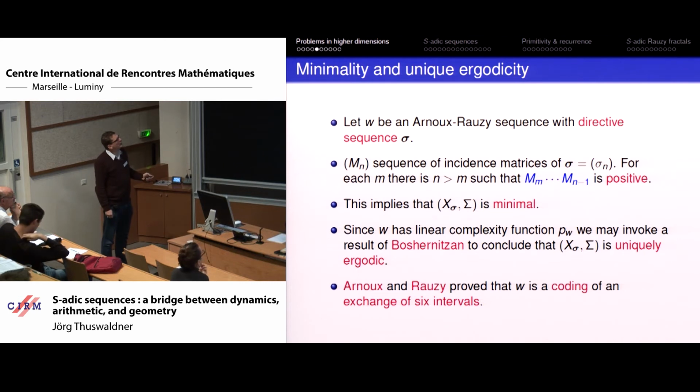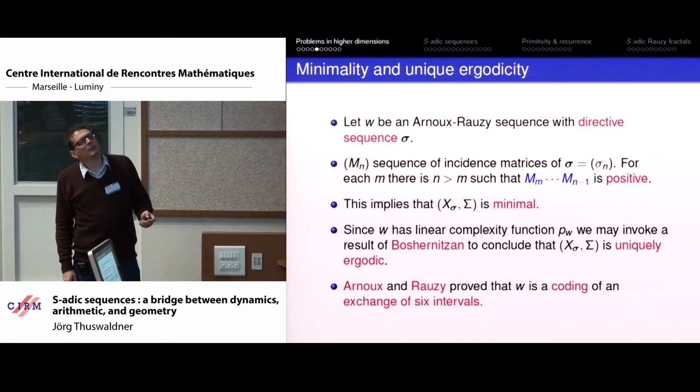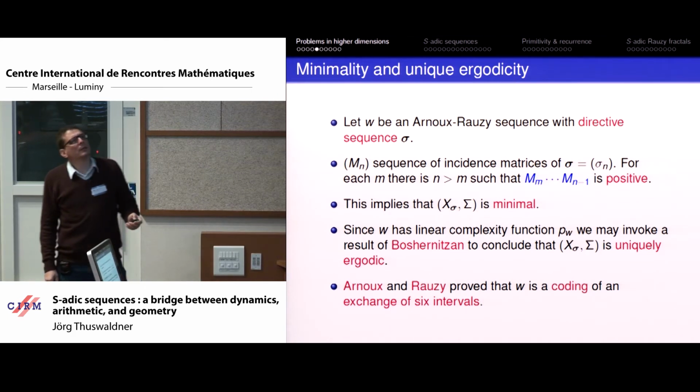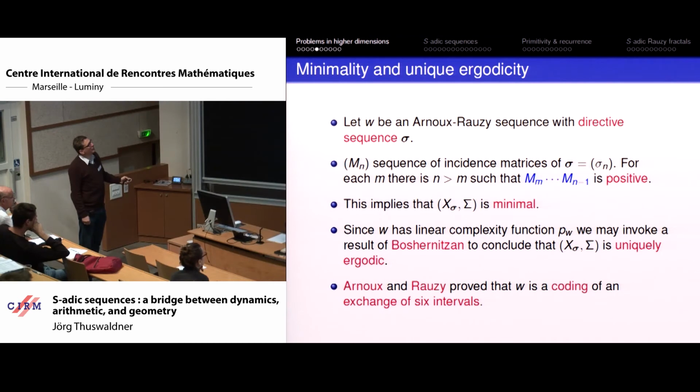Now, it turns out that, what did I do here? This is not totally true, what I wrote here. Wait. No, it's okay. So you look at the sequence of incidence matrices, of Abelianizations. This gives you a sequence of matrices. You have the sequence of substitutions, and you look at the incidence matrices. You get an Abelianized sequence of matrices. And if for each index m, there is a larger index n, such that this product of the block is positive, then we say that this sequence of matrices is primitive.